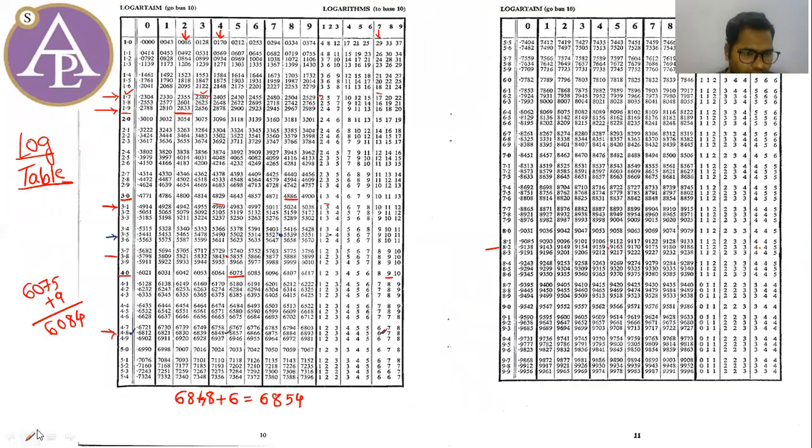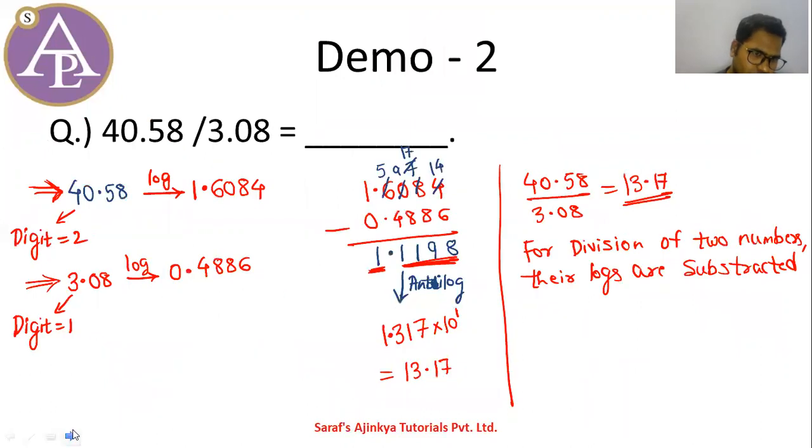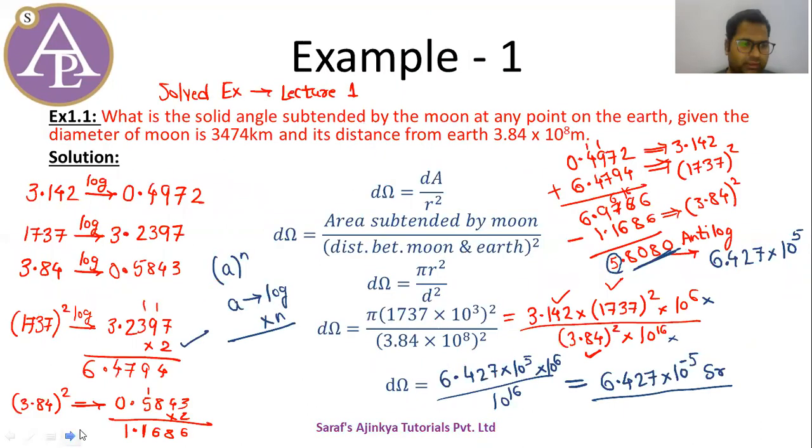Okay, so 15, oh sorry, we want antilog. 15, where is 15? This is 15, 4 and 6. So 6 is 2. So 1426 plus 2. So 1428. So 1428.